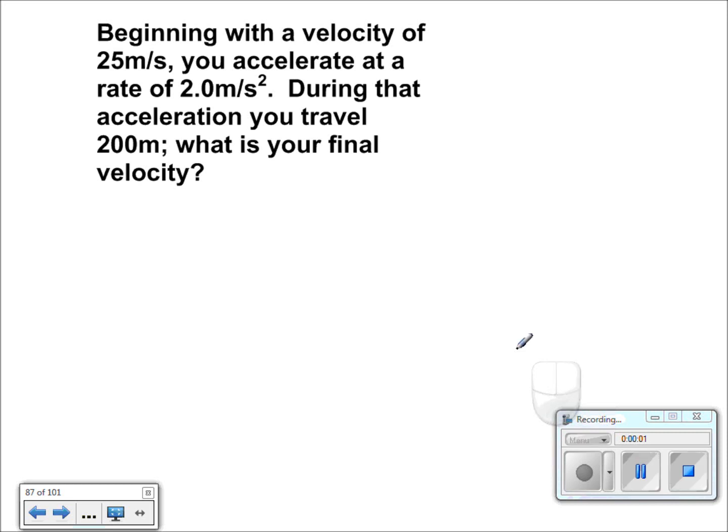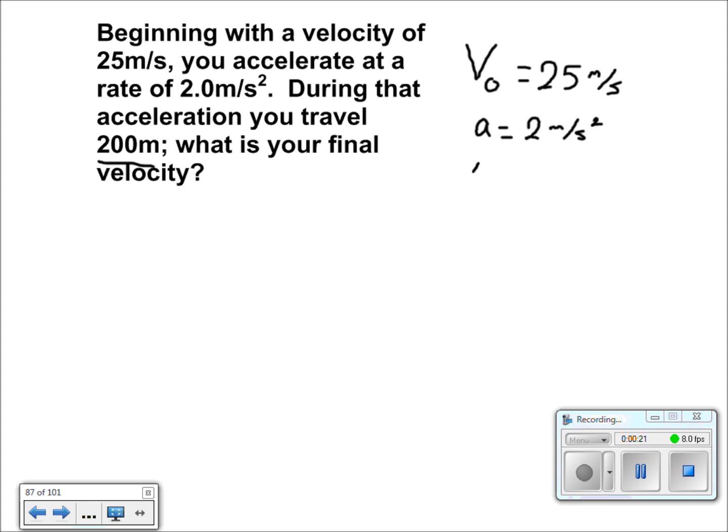In this problem, you begin with a velocity of 25 meters per second. This means your initial velocity is equal to 25 meters per second. During this situation, you accelerate at a rate of 2 meters per second squared. You also travel 200 meters. As in the problem before this one, we are looking for your final velocity, v.